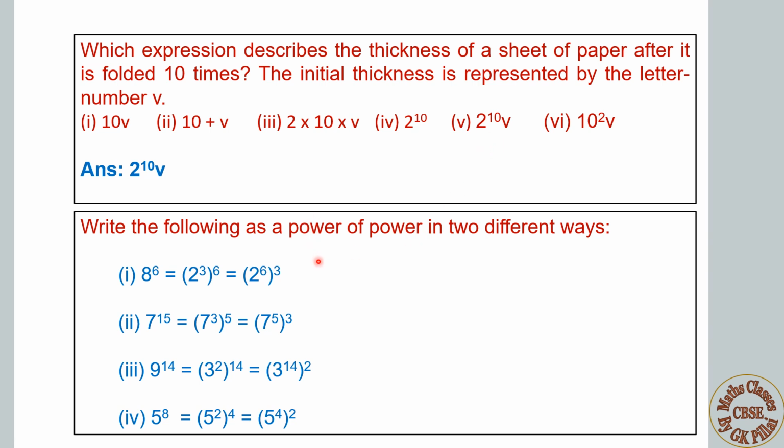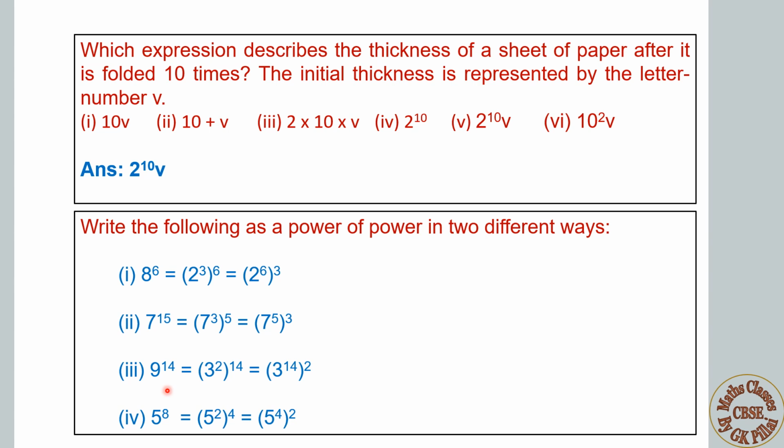Write the following as a power of a power in two different ways. Here, 8 to the power of 6. I am writing 8 as 2 to the power of 3 and the 6 remains here. Next time I can do 6 inside and 3 outside. The next one, 7 to the power of 15. I am writing this as 7 to the power of 3 whole power 5. Again 5 inside and 3 outside. Your answer will be the same. It will be 7 raised to the power of 15 only.